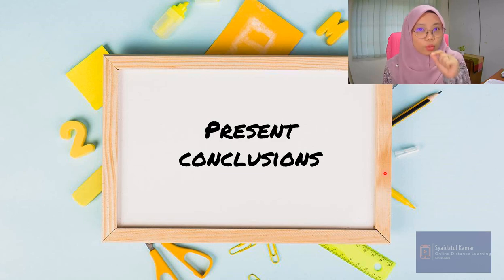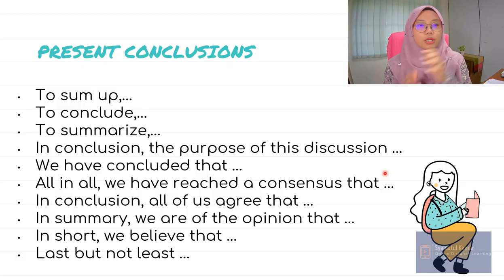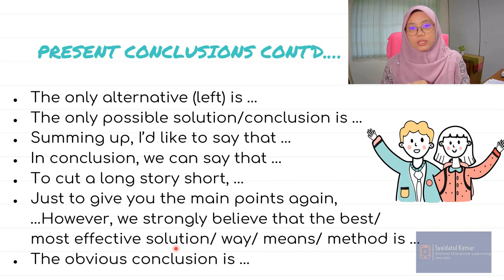Now, how to conclude the whole discussion? Alright, so before you end, you can say: in conclusion, the purpose of the discussion, we have concluded that, so what is the decision? So all in all, we have reached a consensus that, in summary, we are of the opinion that, in short, last but not least. So here are some of the phrases that you can use to indicate that you are going to summarize the whole discussion.